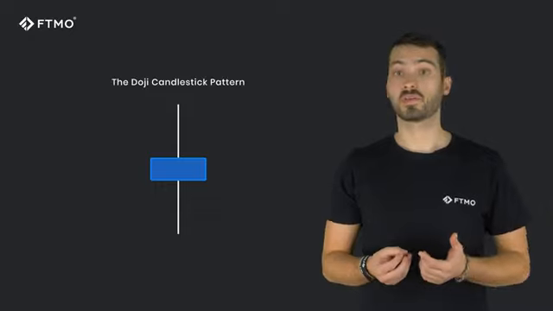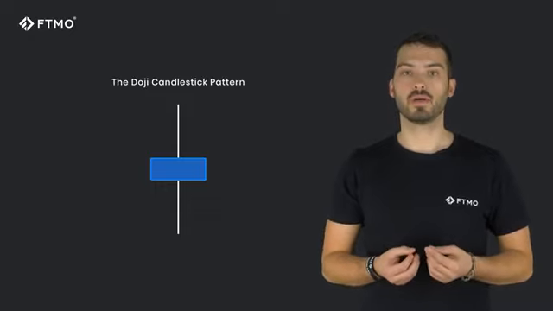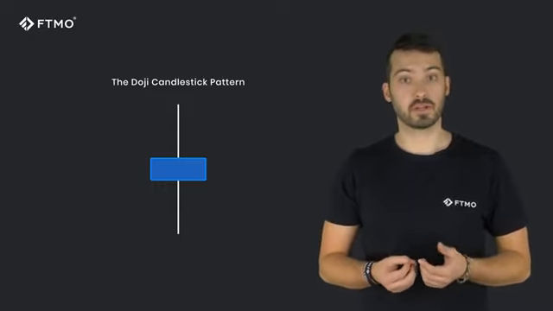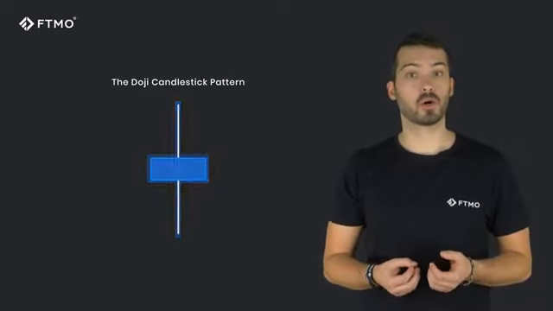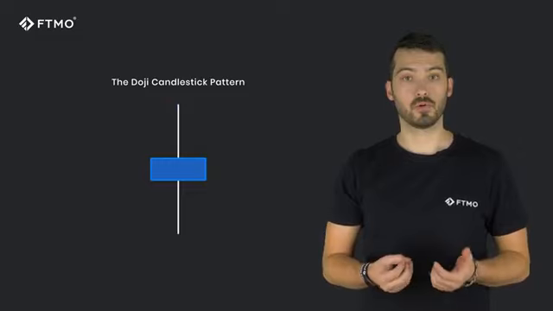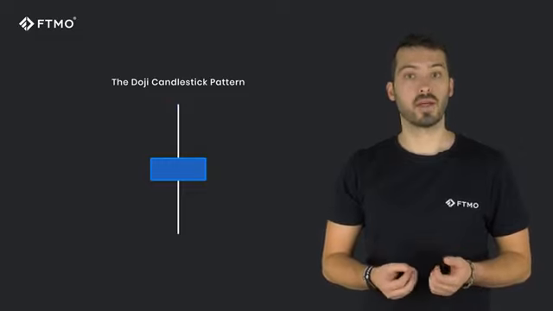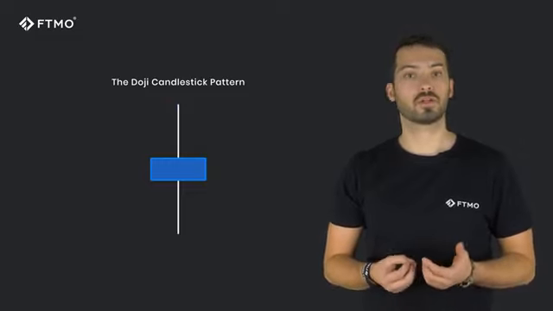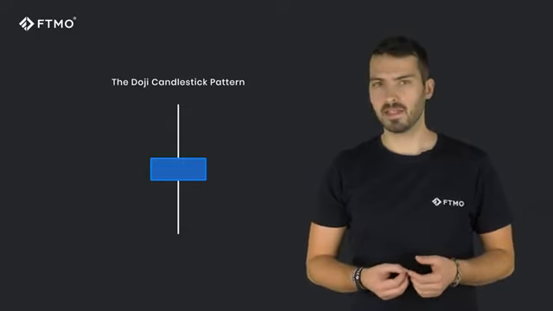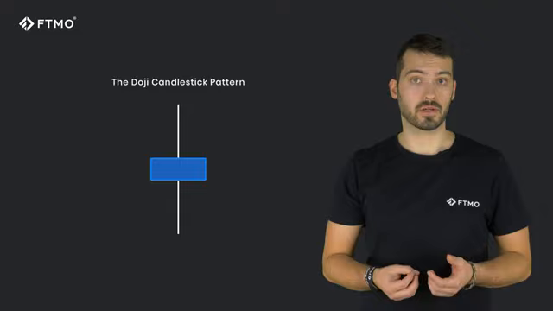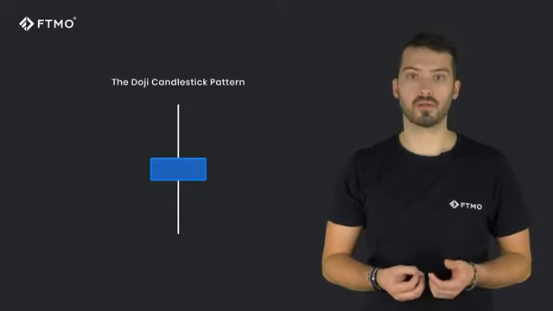The doji candlestick pattern. Similar to the spinning top candlestick, doji is an indecision candlestick pattern. You can recognize a doji candle by a very small body and short wicks on both sides. A doji is often found at tops and bottoms of trends, so it is considered a sign of possible reversal of the movement. That being said, more complex doji patterns can also be used in trend continuation.